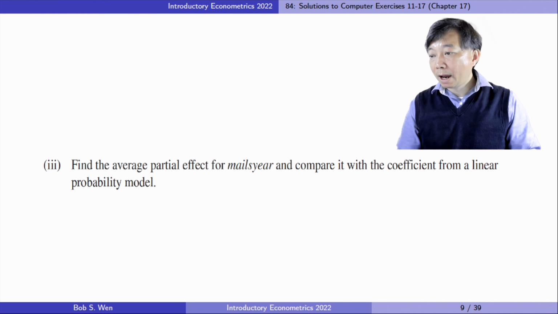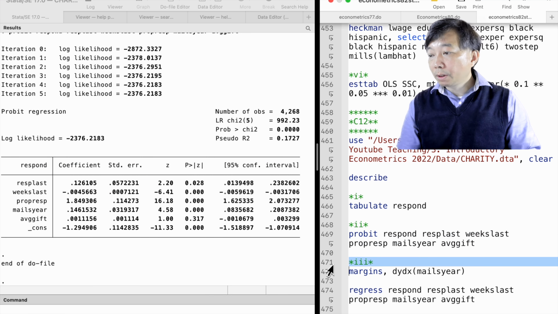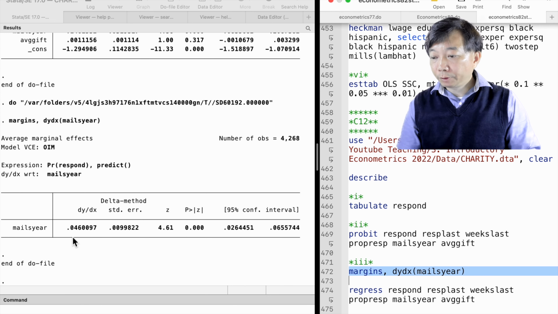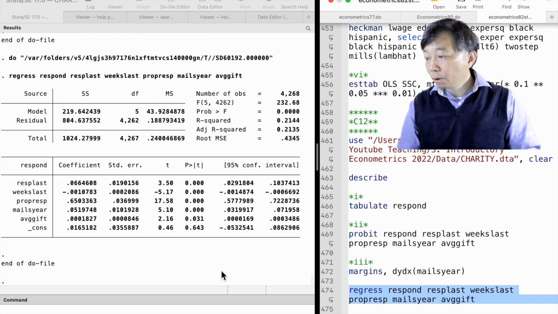In Part 3, find the average partial effect for mails per year and compare it with the coefficients from a linear probability model. We use the margins command and the dy/dx option to obtain the average partial effect of the mails per year on the probability of donation response. It is 0.046, implying that one more mailing per year increases the probability of donation response by 0.046 or 4.6 percentage points, holding the other variables in the model fixed. By contrast, the linear probability model gives an estimate of 0.052.